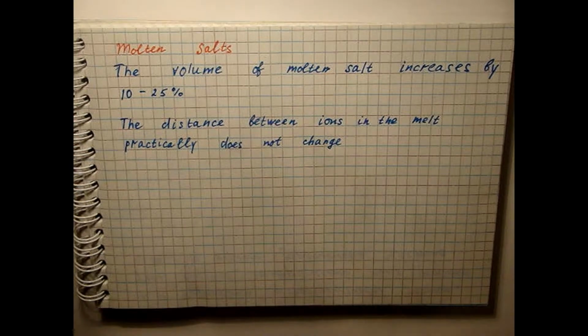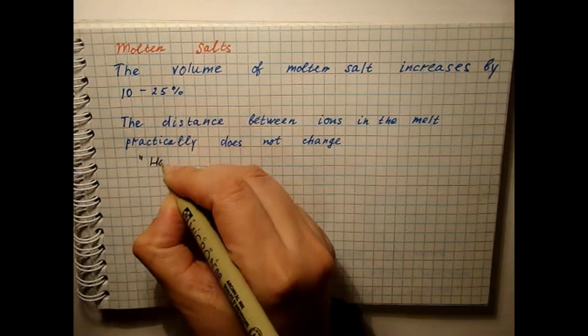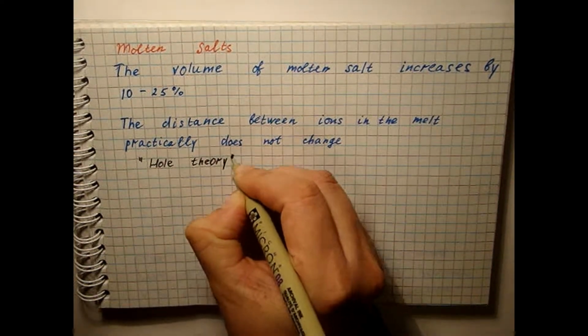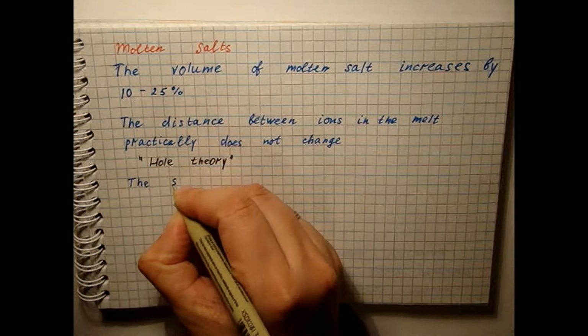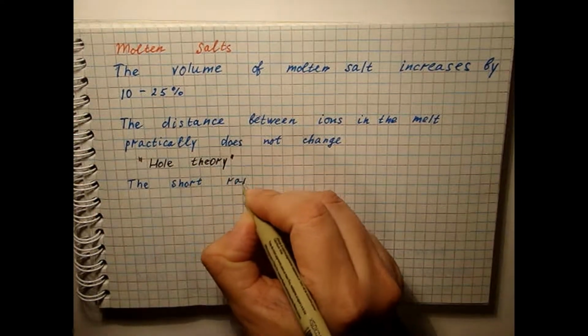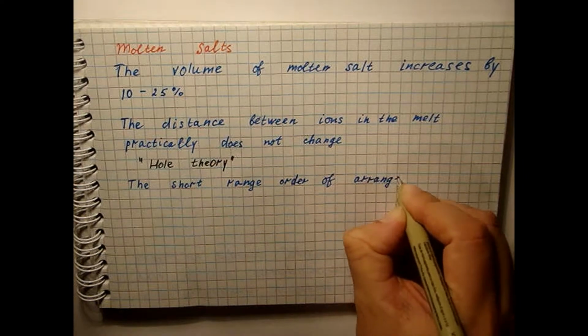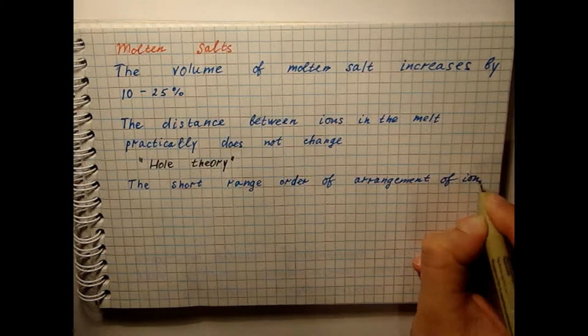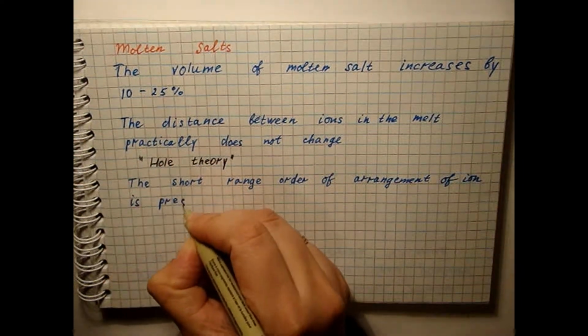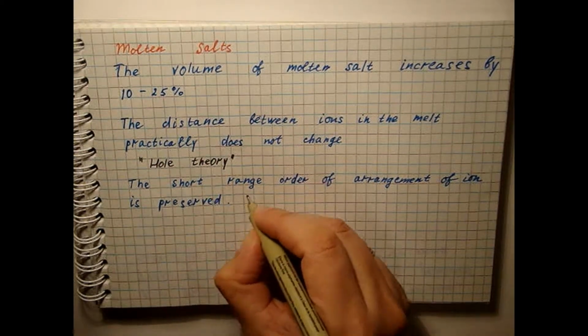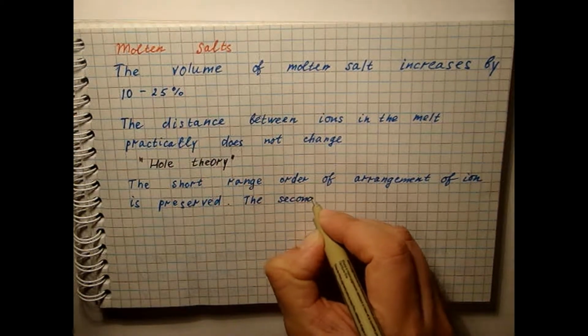These data can be explained in terms of voids or holes in the structure of the ionic melt. Comparison of the structure of the crystal and the corresponding liquid showed that only the short-range order of the arrangement of the ions is retained in the liquid, while the second coordination shell is largely disrupted.